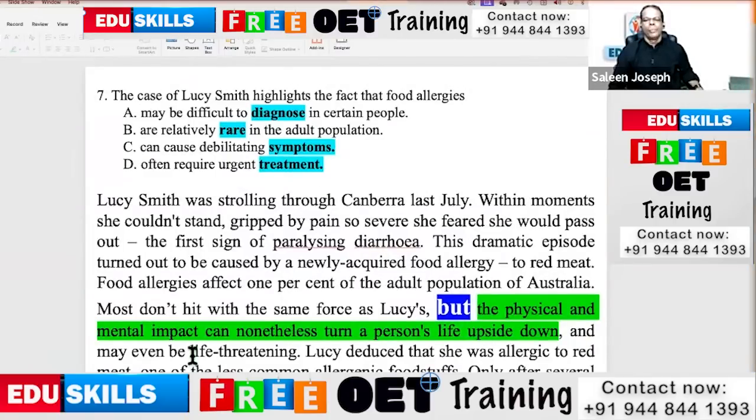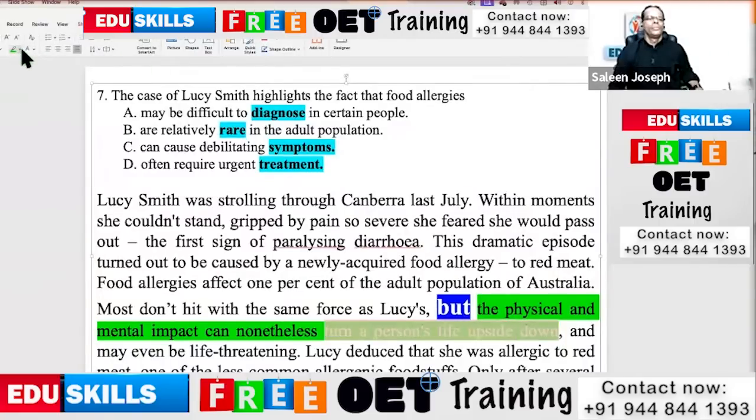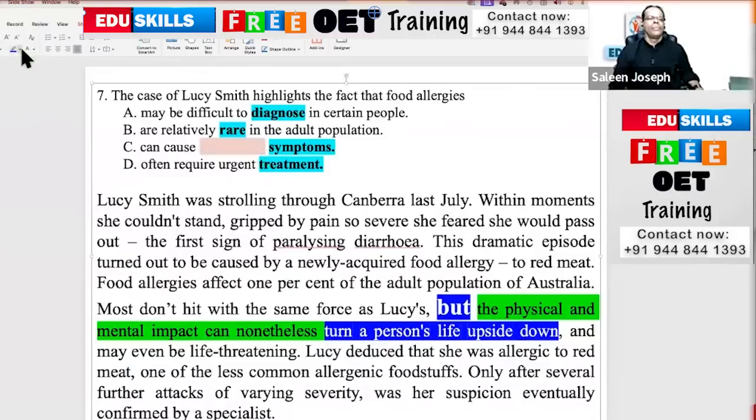The physical and mental impact can nonetheless turn a person's life upside down. Turn a person's life upside down means what? Debilitating means what? Worsen. Disable. Debilitating means disabling, like making somebody flat. Can cause debilitating symptoms means debilitating means disable someone. He is not able to do anything. He is flat. Do you understand? Yes, Father.